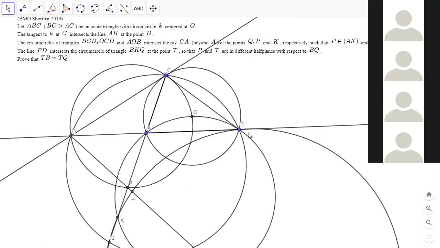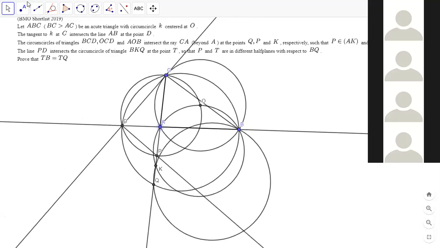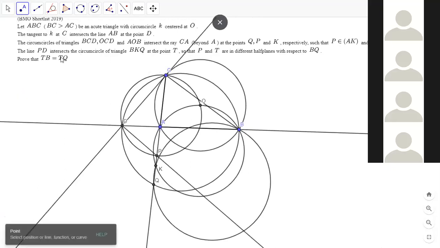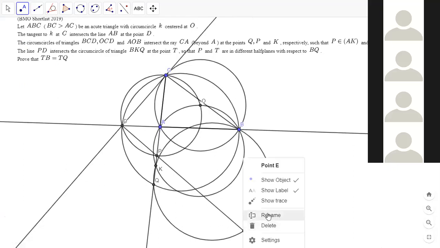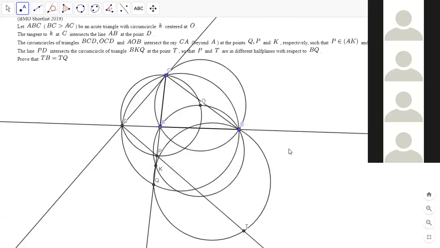Okay. So oh, there's another intersection point. You're right. That's why I got confused. I forgot that there's actually two intersection points. Thanks for pointing that out. Otherwise, I might have gotten stuck for a very long time. So this right here is point T. And now it makes more sense. We want to show TB equals TQ.